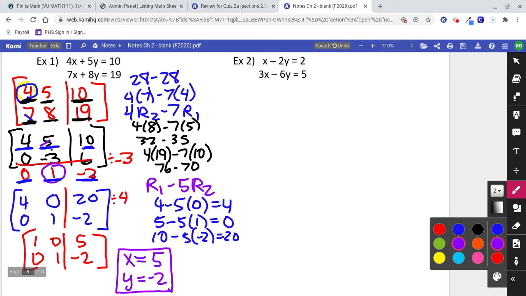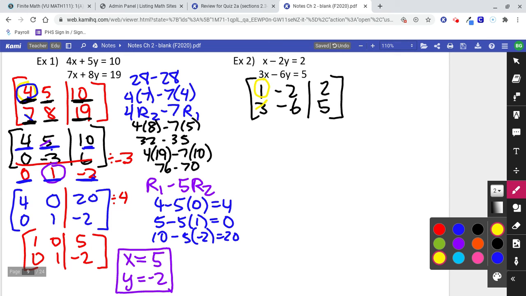So let's look at example 2. Okay, example 2. Same thing. We start with an augmented matrix. 1, negative 2, bar 2, 3, negative 6, bar 5. That's my augmented matrix. Gauss-Jordan wants numbers along the main diagonal and zeros everywhere else on the left. Okay. So we're going to use this 1 to knock out this 3. That's what we have to do. So your job is to find a rule that's going to use the 1 to knock out the 3.